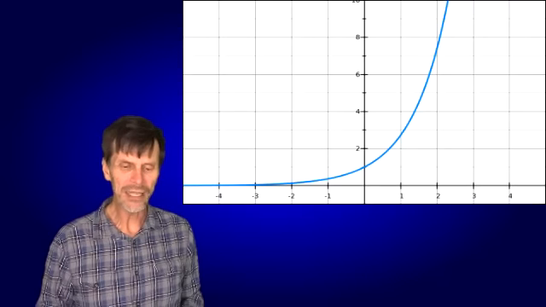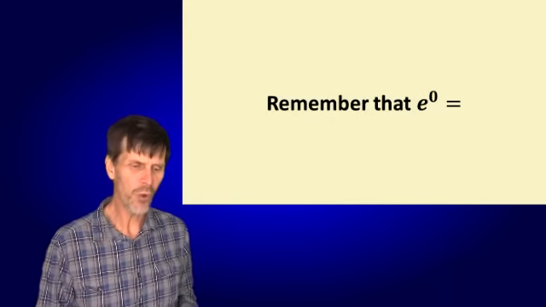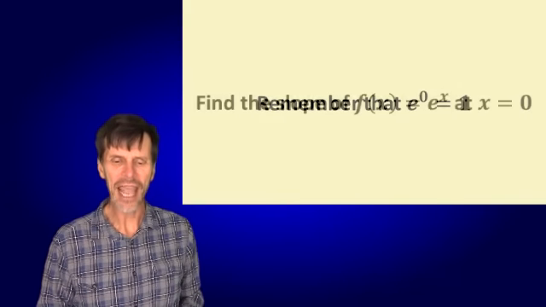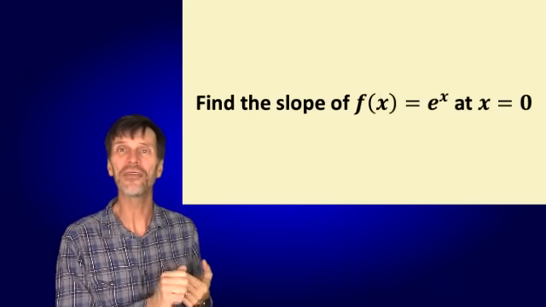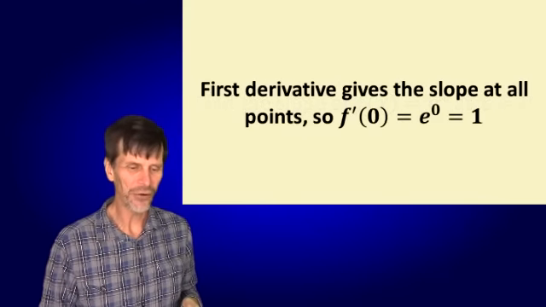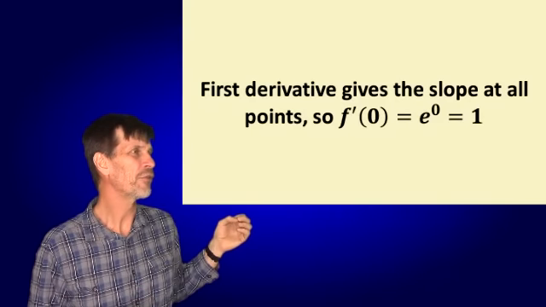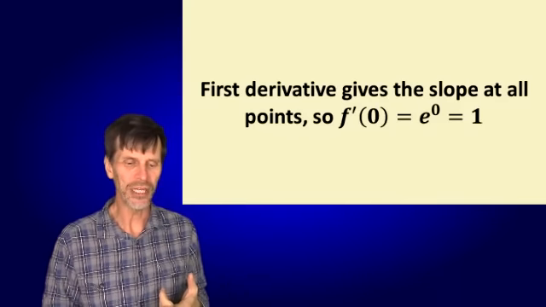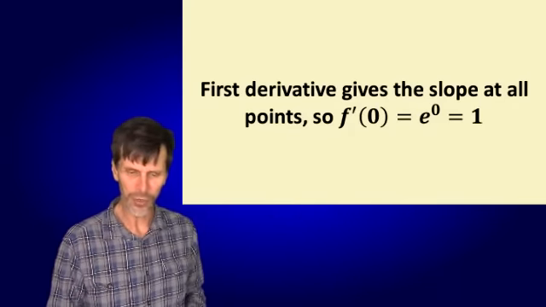And remember that e to the 0, of course, every number to the 0 is equal to 1. So I'm going to find the slope of the graph f of x equals e to the x at x equals 0. What do we have to do to find the slope? Well, first off, we take the derivative of the function, okay? And the derivative of e to the x, fortunately, is e to the x. That gives us the equation for the slope at every point. We're interested at the point where x is equal to 0. So I calculated f prime of 0, e to the 0, that's equal to 1.